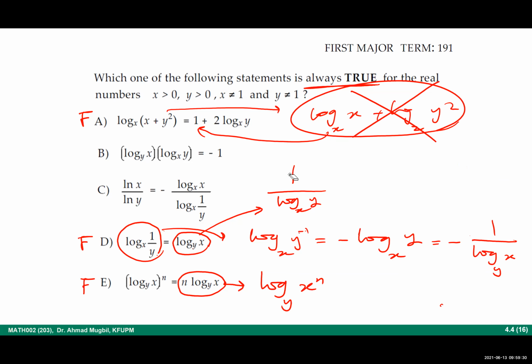For this one, also it is false. Let me change the color because now we don't want this one. Why is it false? Because this is log y of x. Here, this is log x of y. And we know that log x of y is 1 over log y of x. When you change the base, this will be cancelled with this and you will have 1, not -1. It is 1. So Mazen, he was right. Mazen is right. This is the true one.